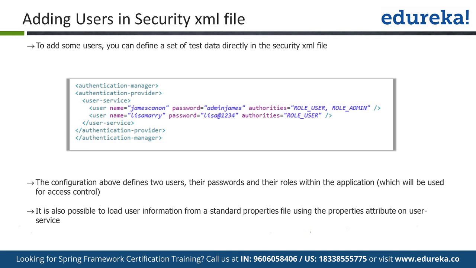We can add some users under your user-service directly, in the form of anonymous users which you want to use for some guest or anonymous user, and you can provide the lowest level of authorities to those users so that they can access a few pages of your application. In those cases, you can use some inline users in your configuration files. Using the user element, we can define any number of users with their passwords and roles within the application. It is also possible to load user information from a standard properties file using the properties attribute on user-service.